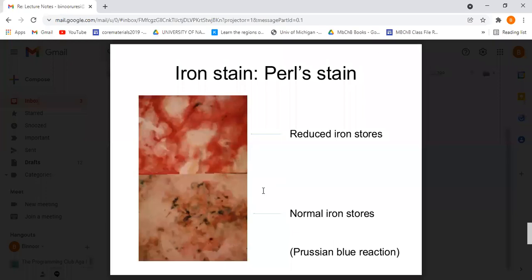In the Perls stain, we stain the marrow, and normally, as you can see down there, are the normal iron stores. You can see the bluish coloring, which shows that there's enough iron in the marrow. Up there, you can see almost no blue, just very little. So it's reduced iron stores. That's what we do. We look at that under the microscope, and we're able to define and say that we do not have enough iron stores in the marrow. Next slide.